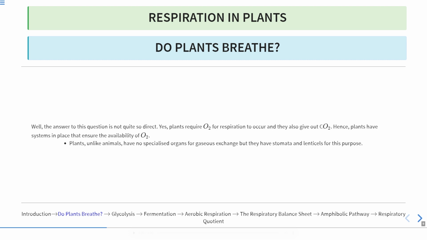Plants, unlike animals, have no specialized organ for gas exchange, but they have stomata and lenticels for this purpose. We all know that stomata are the small pores present on the surface of the leaves that help in gas exchange. They take up oxygen from the outer atmosphere, and whatever carbon dioxide has been produced in respiration is given out from these pores only. That is the stomata. And also there are lenticels.